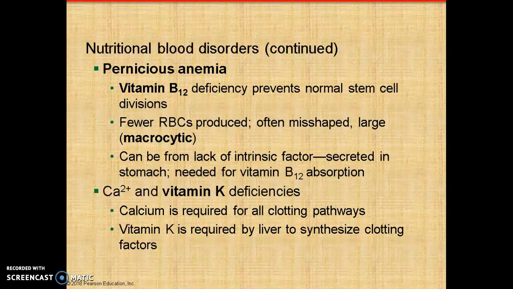Pernicious anemia is a vitamin B12 deficiency. You can get vitamin B12 shots to prevent this, but with pernicious anemia, fewer red blood cells are produced, but they're large. They're macrocytic. And this can be from a lack of intrinsic factor. We produce intrinsic factor in our stomach, and that intrinsic factor is needed for vitamin B12 absorption. If you don't have intrinsic factor, you'll be low in vitamin B12. Alcoholics are often low in vitamin B12.